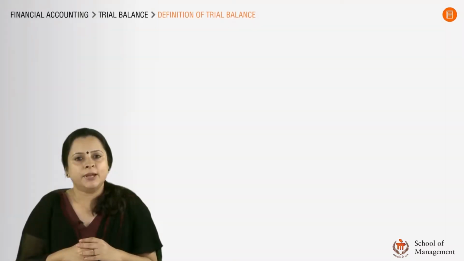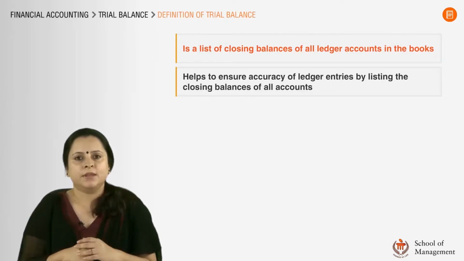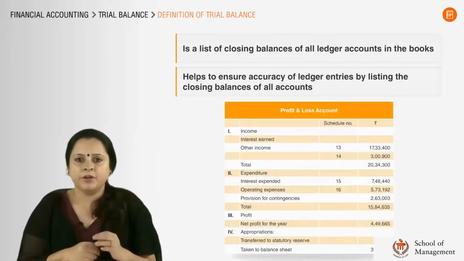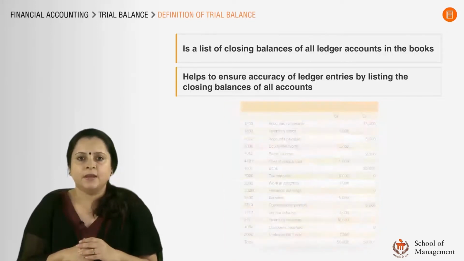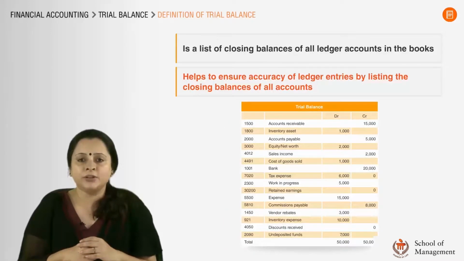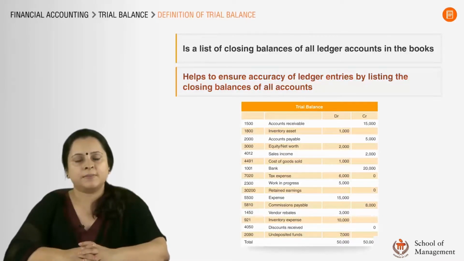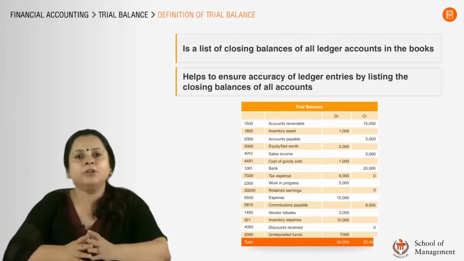So, what is a trial balance? A trial balance is a list of closing balances of all ledger accounts in the books. It's a source document for preparing financial statements such as profit and loss account, balance sheet, and statement of cash flows. A trial balance helps ensure accuracy of ledger entries by listing the closing balances of all accounts. Because of the double entry rule, the total of all accounts with debit balances should equal total of all accounts with credit balances.